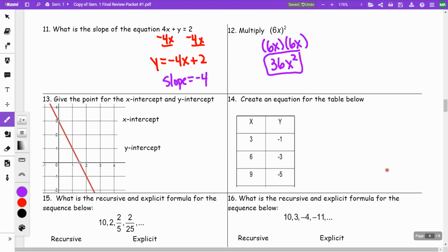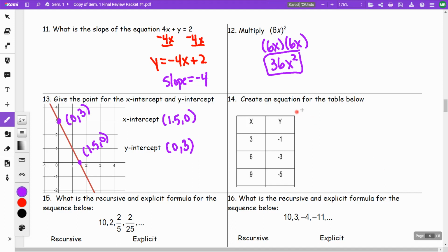On 13, give the point for the x-intercept and the y-intercept. So this point here is my y-intercept. That's going to be (0, 3). This point right here, it looks like it's going to be (1.5, 0). So my x-intercept is (1.5, 0), and my y-intercept is (0, 3).